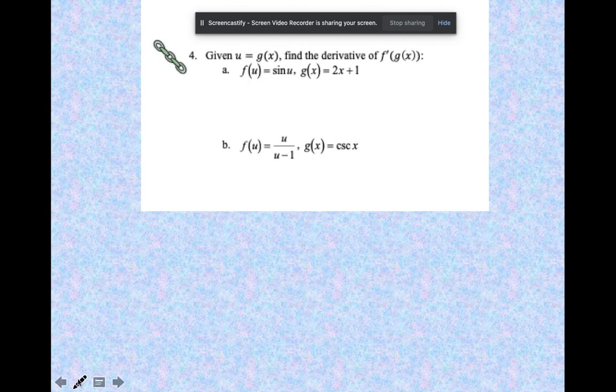Couple more. Given u is a function, right? U's name is g of x. Find the derivative of a composition. So again, because they've given me all of this, I have a choice. I can do the composition first, then take the derivatives, or I can take the separate derivatives and multiply. Either way.